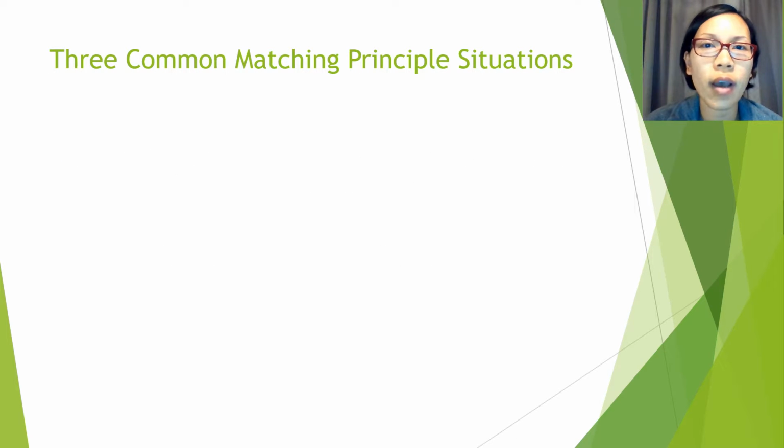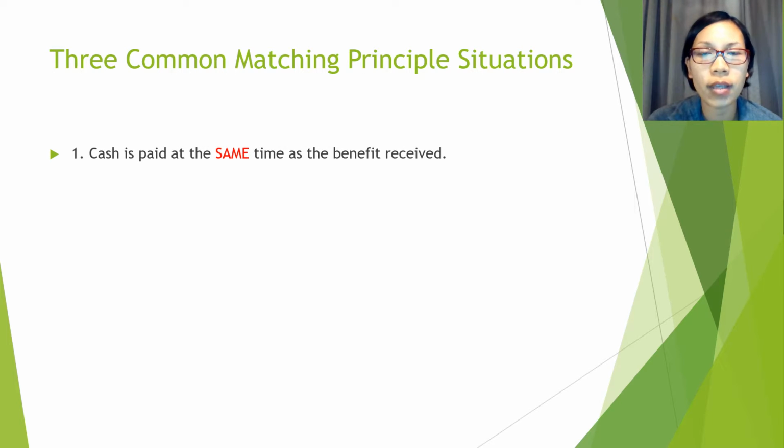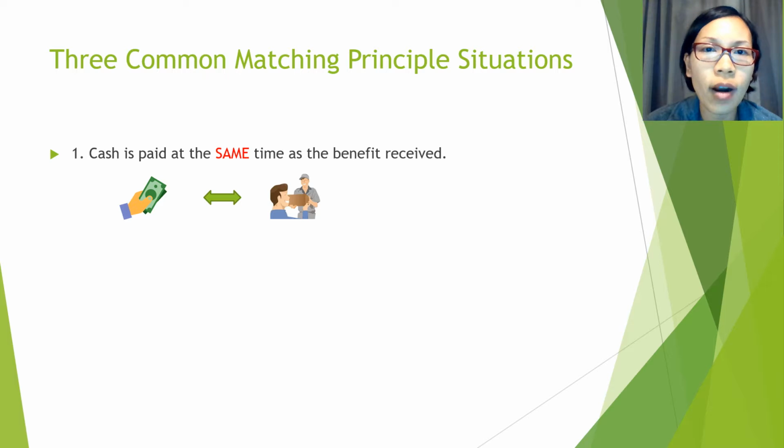There are three common matching principle situations. The first situation is when cash is paid at the same time as the benefit is received. This is similar to the revenue recognition principle. There is no adjusting entry needed.